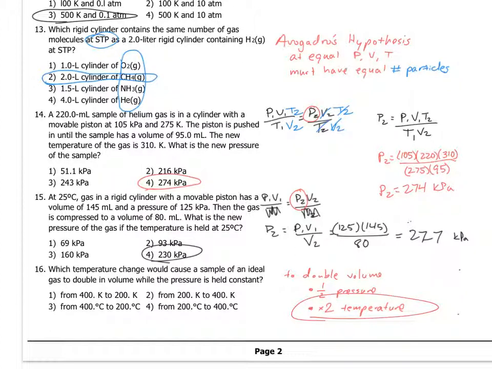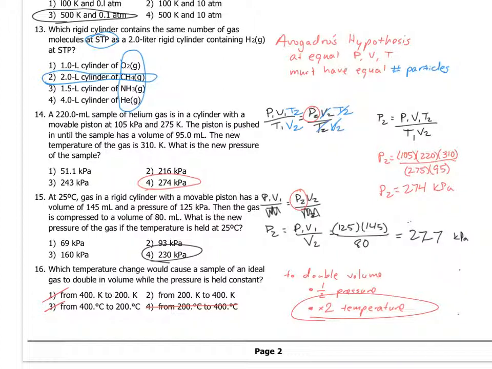We would need to double the temperature, so we can automatically remove choice 1 and we can automatically remove choice 3 because those are halving the temperature. But choices 2 and 4 will confuse students because they appear to be the same thing. However, I also will remove choice 4, and the reason for that is because when you increase the temperature from 200 Celsius to 400 Celsius, you have not actually doubled the temperature.